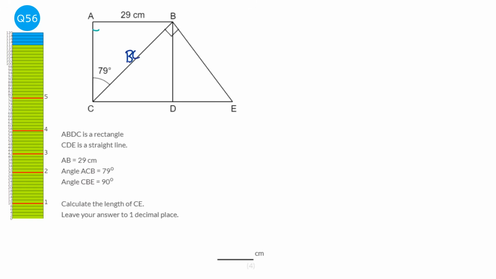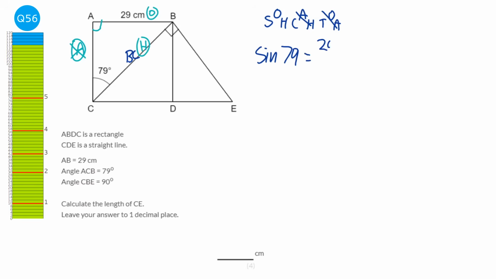So we've got the 90 degrees there. We'll start by labeling it. So BC is the hypotenuse, the opposite here and adjacent here. We're not using the adjacent, so we're going to just do our SOHCAHTOA, and we've crossed out the A, so we cross out these two. So it's going to be sine. So we know that sine 79 equals the opposite, which is 29 over the BC.